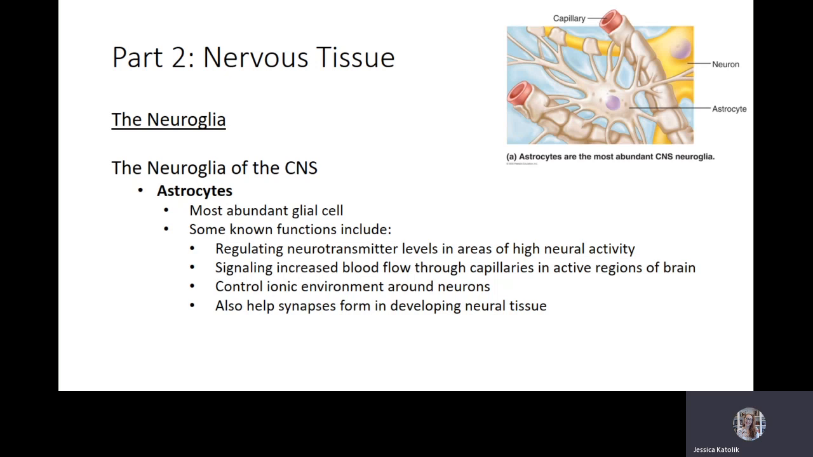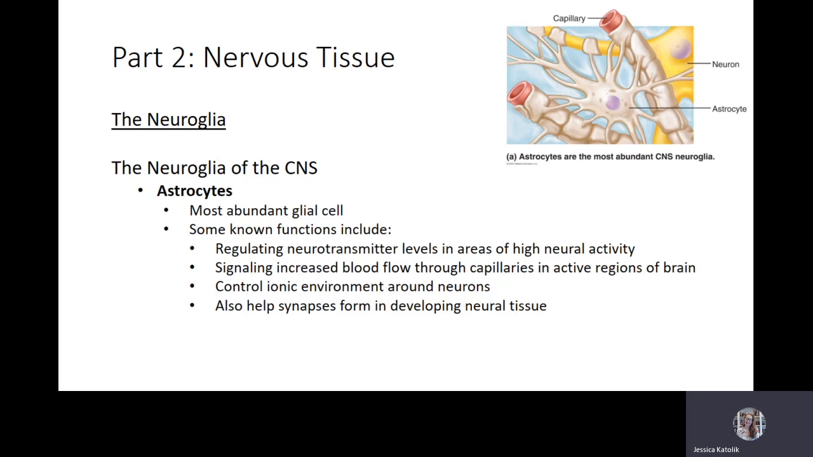Another thing that it will do is control the ionic environment around the neurons, so it can control things like pH and all sorts of things. So that would be another example. And astrocytes are also important in helping form synapses during neural tissue development. So when the brain and spinal cord are forming in the embryo, not in the embryo, but in the fetus, the astrocytes can help regulate how synapses are being formed.